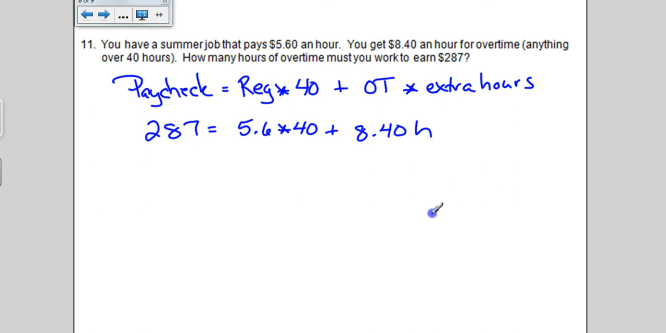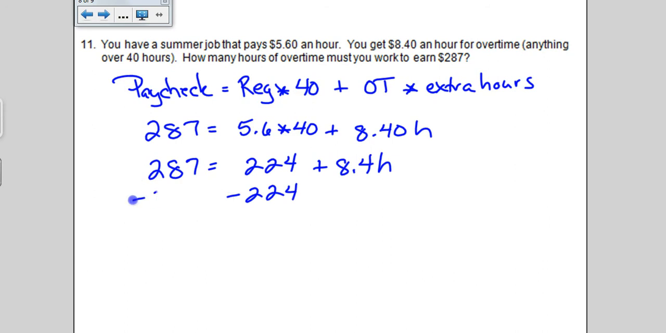So on my calculator, first thing I need to do is calculate 5.6 times 40. I think that comes out to 224. So 287 equals 224 plus 8.4h. And then we're going to solve. So we're going to subtract 224 from both sides. That was my regular pay for my first 40 hours.